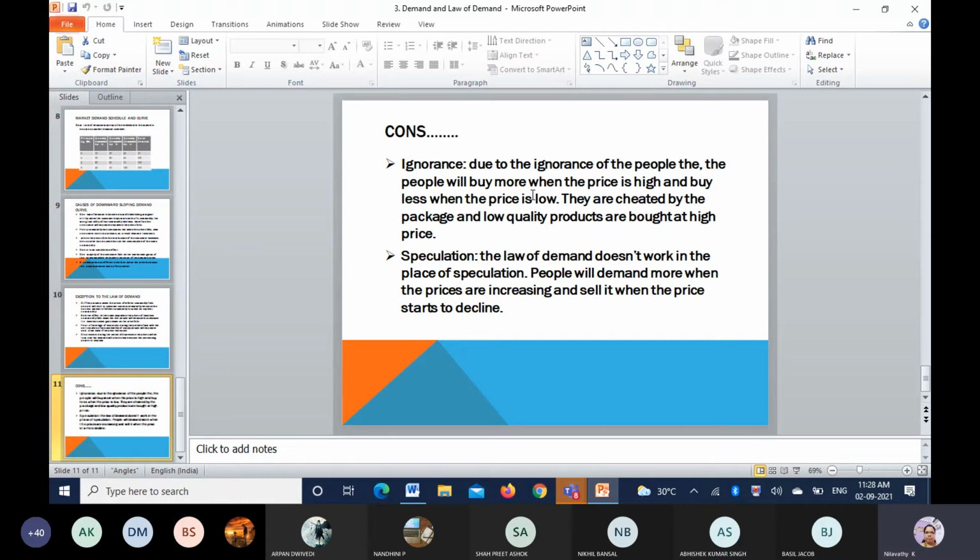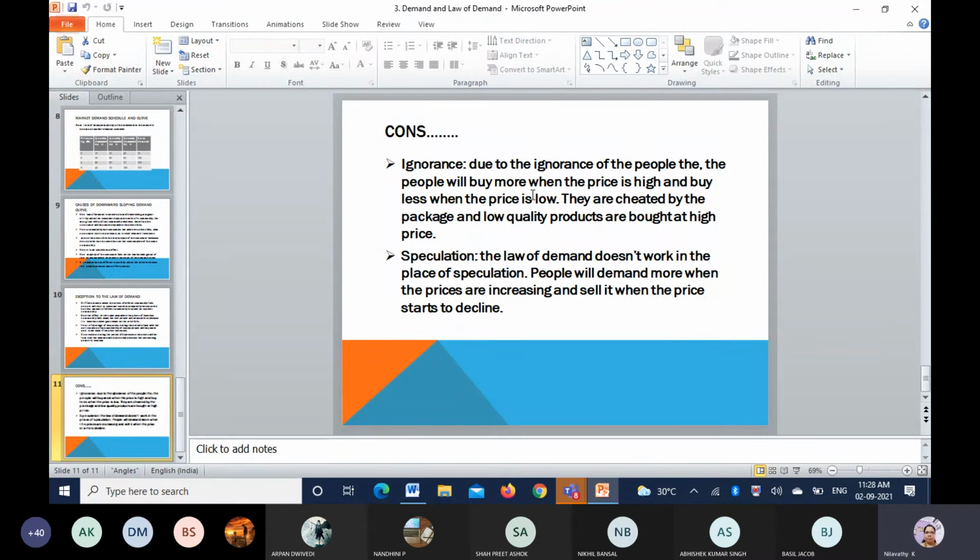So we don't know all these things, and we blindly follow. We are being cheated by all these things. So that ignorance also, in some cases, means we will not be following this law of demand.